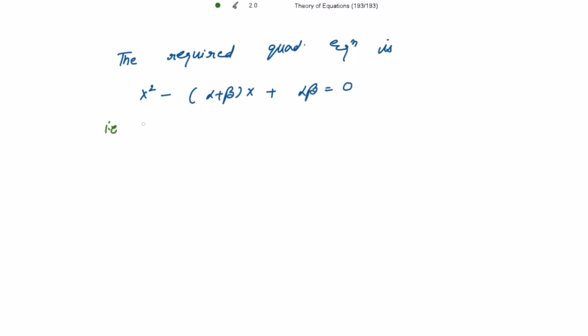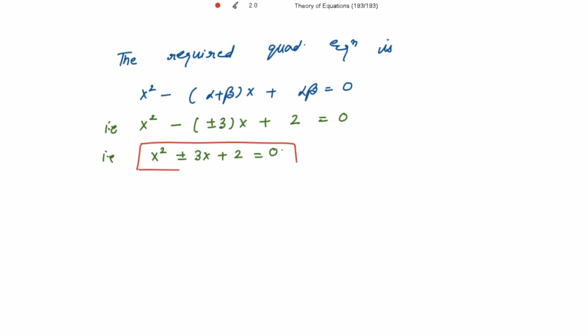So the required quadratic equation is x square minus sum of the roots into x plus product of the roots equal to 0. That is, x square minus, sum of the roots is plus minus 3, x plus product of the roots is 2. So this is equal to 0. Or it can also be written as x square plus minus 3x plus 2 is equal to 0. So this is the required quadratic equation.